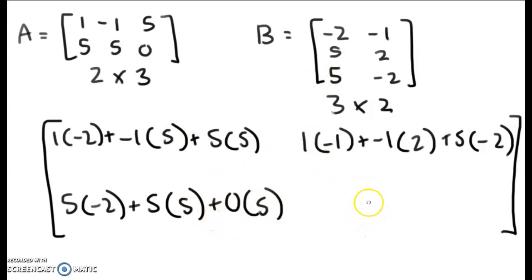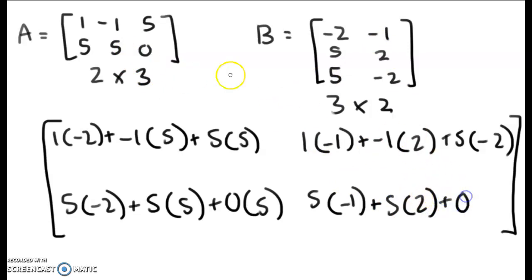And our last term, which is the bottom right, will be multiplying the second row of the first matrix by the second column of the second matrix. So here we have 5 times negative 1 plus 5 times 2, and then adding that to 0 times negative 2. And that will give us our fourth term.